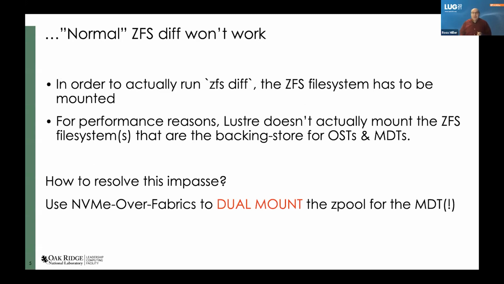In order to run ZFS diff, the ZFS file system has to be mounted. From the point of view of ZFS itself, the file system has to be mounted. And Chris Brumgard in the previous talk kind of touched on this, but Lustre talks directly to the ZFS layer, but it does not mount the ZFS file system from ZFS's point of view. ZFS thinks the various ZDEVs are not mounted, so you can't just go run ZFS diff.